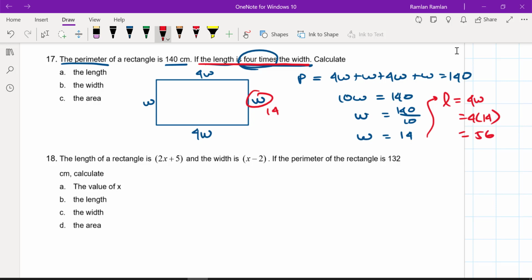Yeah, I forgot to put the unit. This is in centimeters, and also this is in centimeters. So we have found this one and this one. And since we know the length and the width, you can find the area, right? So the area is just length times width.